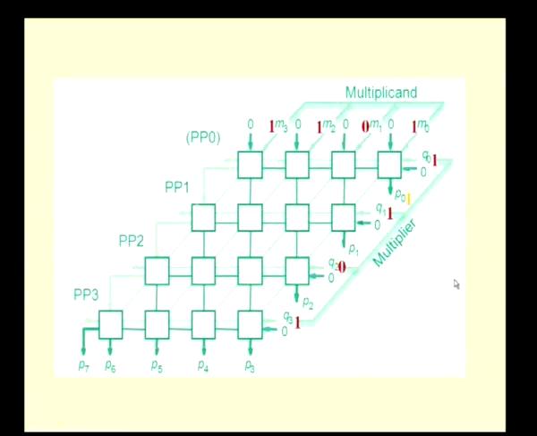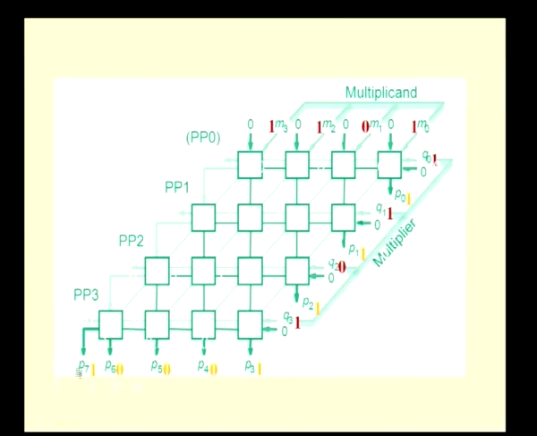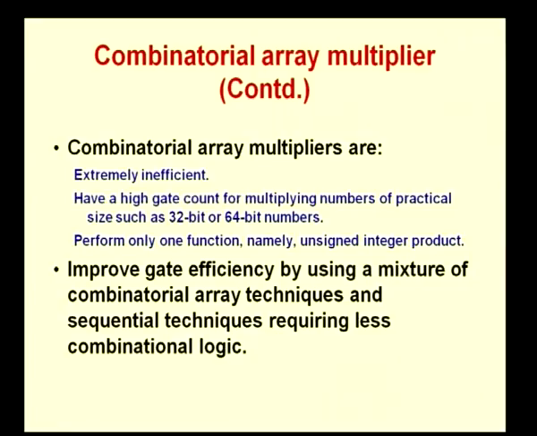So you will see that this kind of a process will take place right through. At the end of this process, after the carries have propagated right through and after all the partial products have been calculated, you will get your final product as the output over here. So this is called a combinational array multiplier. We said it is an array multiplier because it is an array of gates that we have.